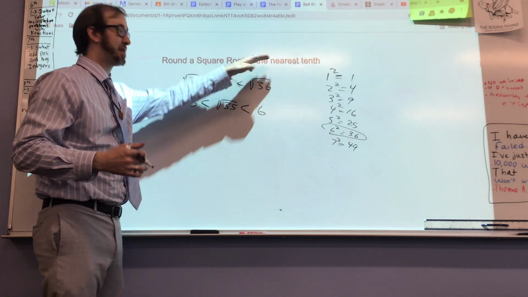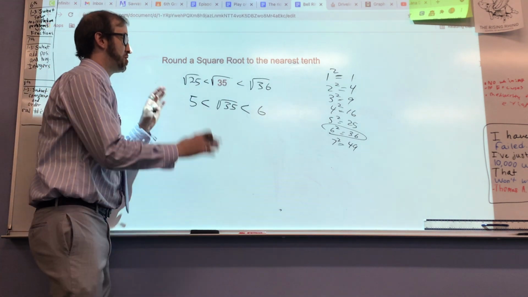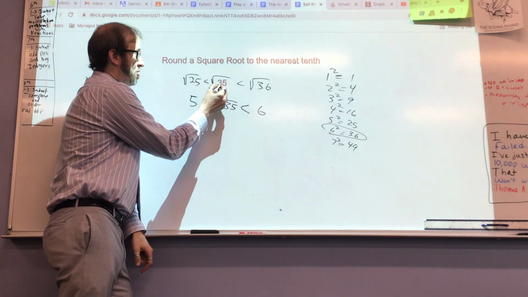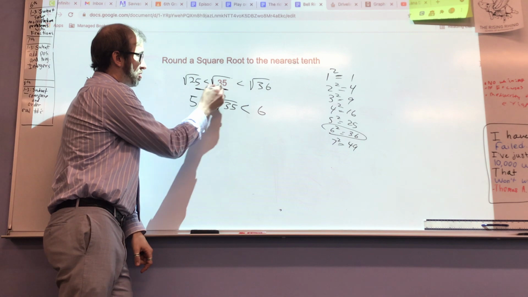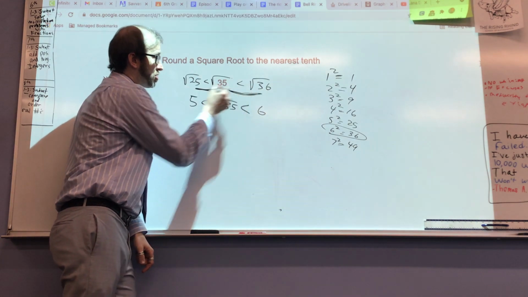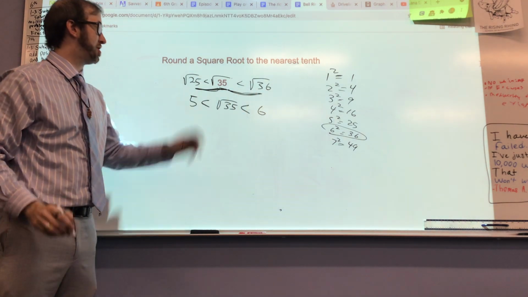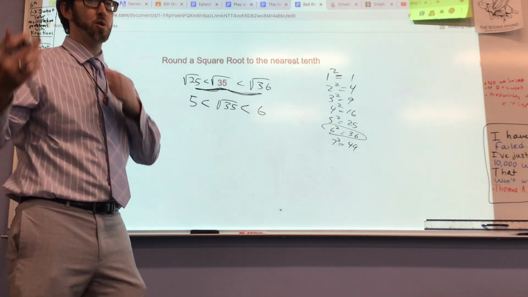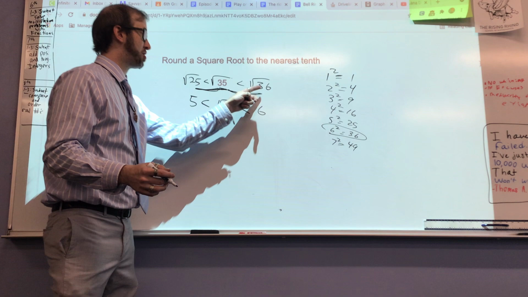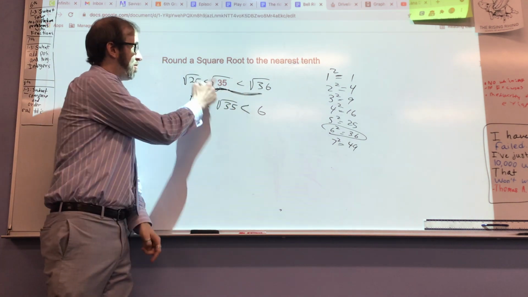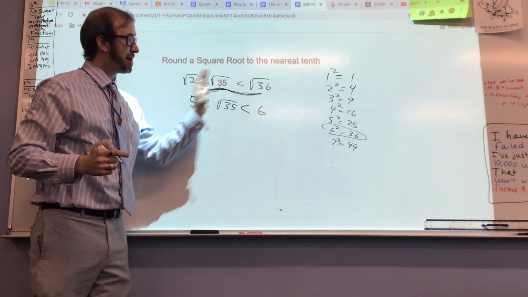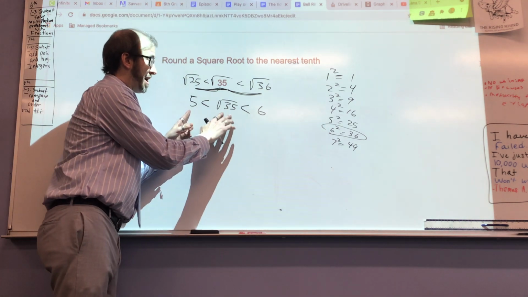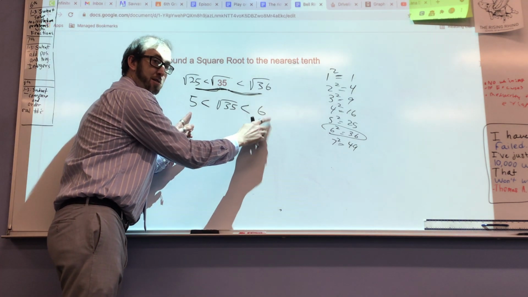But we're going to get closer because we want the nearest tenth. So we at least know the basics, in between 5 and 6. Now, is 35 closer to 25, or is it closer to 36? Which one's closer, 25 to 35 or 35 to 36? We should all know that it's closer to 36. Only 1 away, meanwhile it's 10 away here. So the answer is a lot closer to 6.